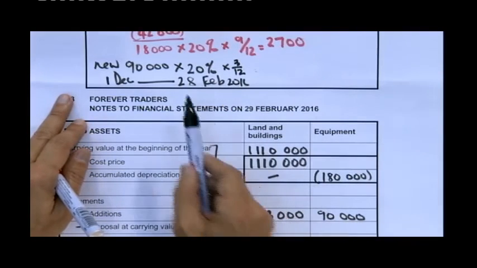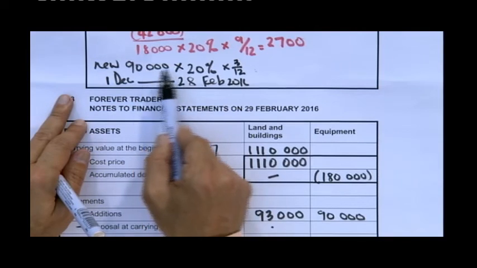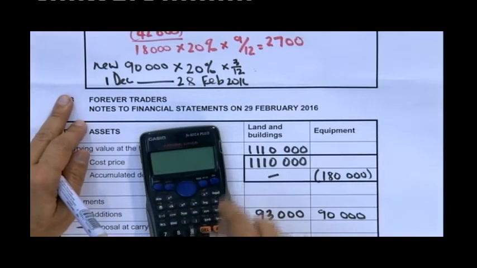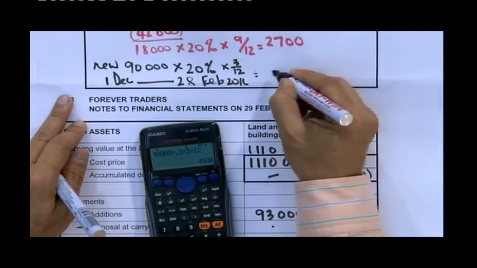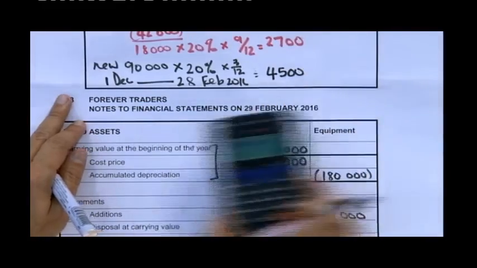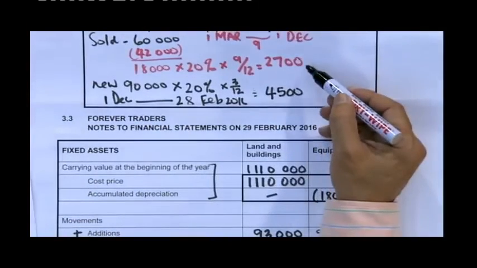So you have to write off depreciation for 3 months on the new equipment. So it's going to be 90,000 times 20% times 3 divided by 12. And that gives me 4,500.